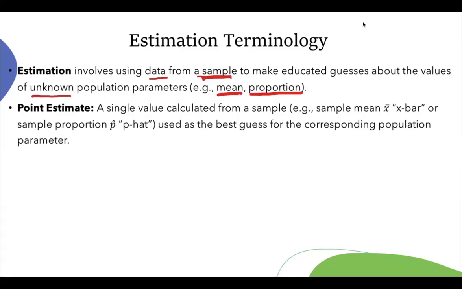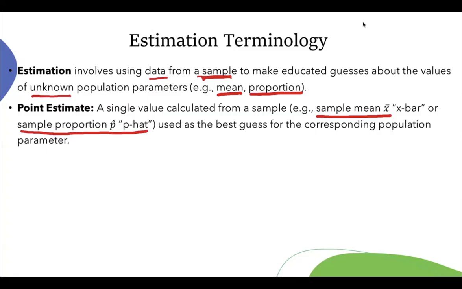The point estimate is the single value that's calculated from the sample. So if you have the sample and you calculate a sample mean, you're calculating X bar, and that would be the point estimate. If you calculate the proportion of people who answered yes to the question, did you feel well rested yesterday? When you calculate a proportion, you're calculating a sample proportion, and it's symbolized by the symbol P with a hat on top. We call it P hat.